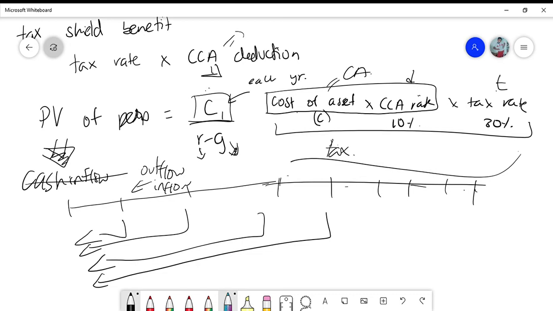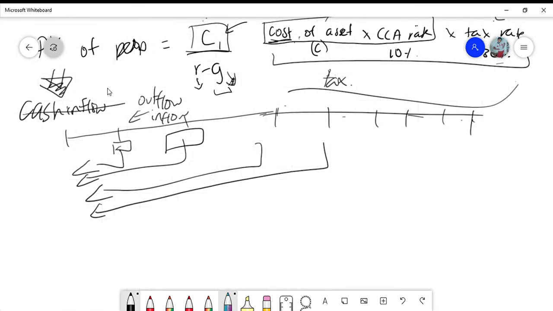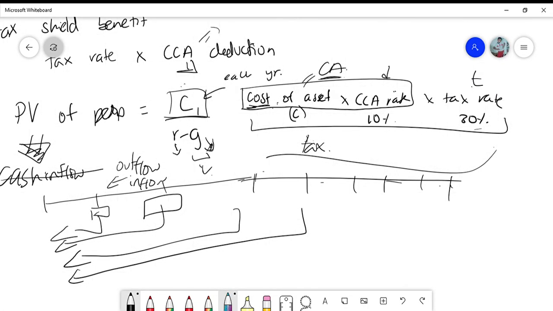Okay, remember how I mentioned here that this is just for the first year because it uses cost of asset, not the carrying amount? So the second year, it will not be the same thing. First year, it'll be this amount over here. But second year, it'll be different because the cost of asset will be the carrying amount. So the amount will fall down. That's why this growth thing that we do here will have to be our CCA rate.